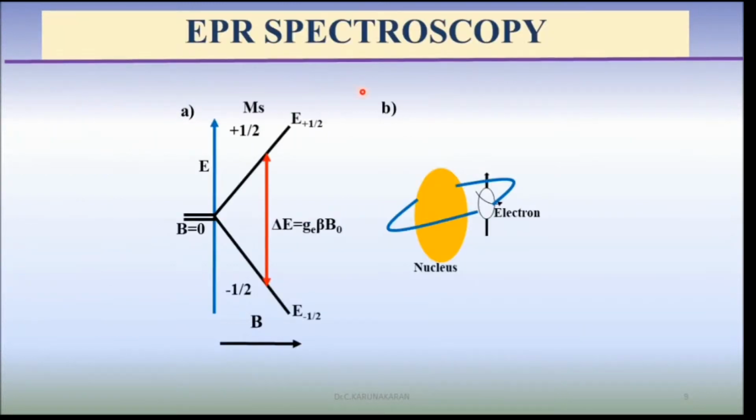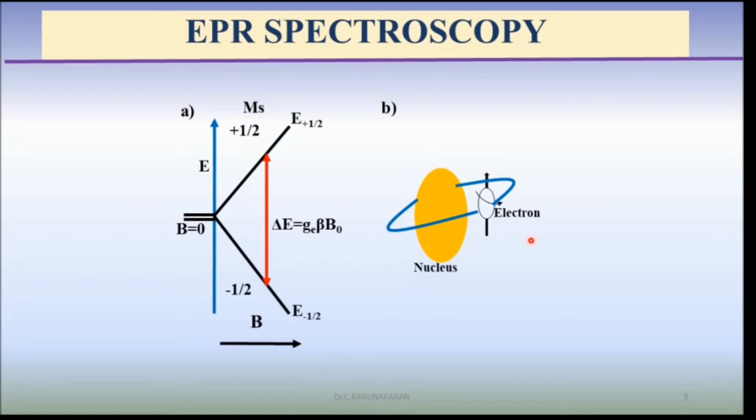We'll quickly see EPR spectroscopy. In the absence of a magnetic field, the two spin states are degenerate. In the presence of an external applied field, the two states split. The energy of separation, as we have seen earlier, is g e beta B naught, where beta is the Bohr magneton, g e is the g value, and B naught is the applied field strength. The resonance condition is h nu equal to g e beta B naught.